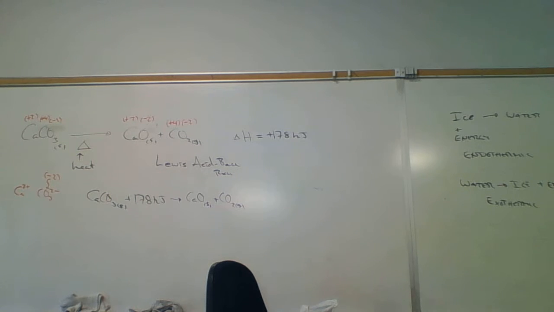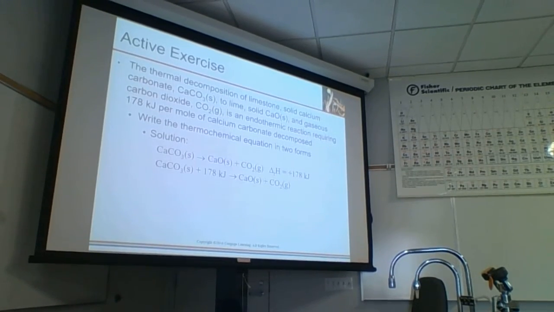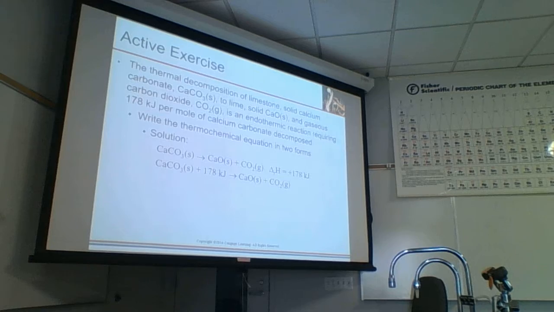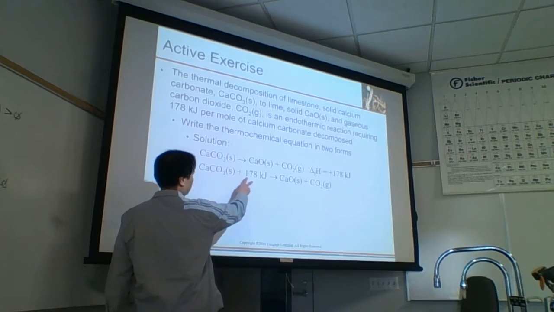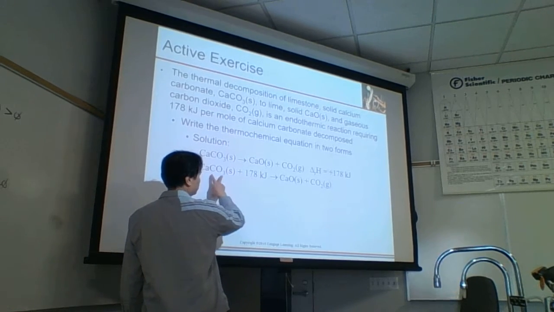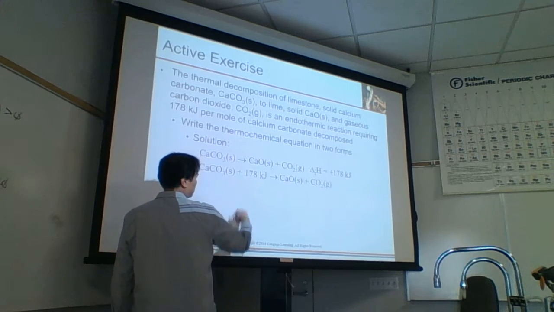So the first way, where we show delta H off to the side, we don't need the little subscript R here. And the second way, where we show it as a reactant. And so what we have is we could do stoichiometry. For every mole of calcium carbonate, we require 178 kilojoules. So if we had 2 moles of calcium carbonate, we'd require twice as much. 3 moles of calcium carbonate, 3 times as much.